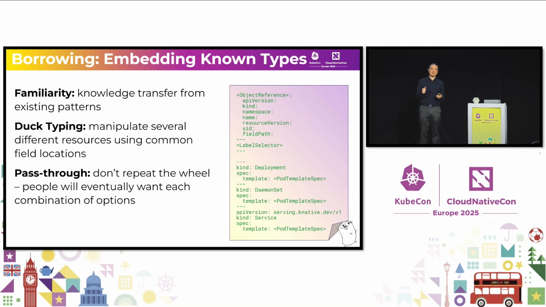That's not an accident. We started differently, and then we realized everyone who knew Kubernetes pods had to relearn things. Why bother? And then we had to do more work to pass things through and copy them around. It's easier for people to say, here's this block, it moves over here.